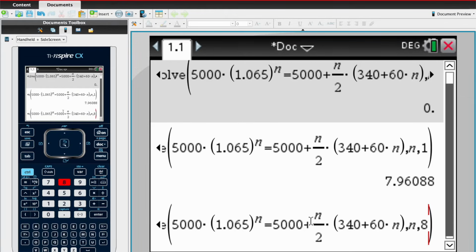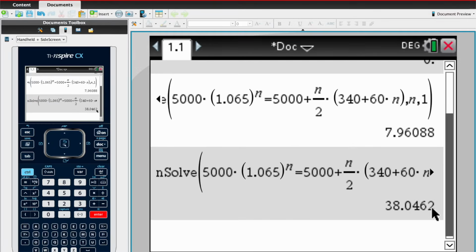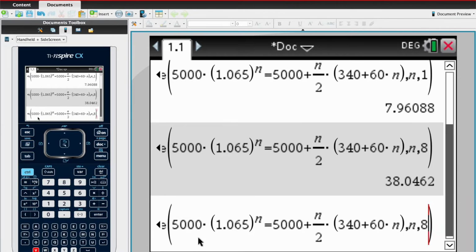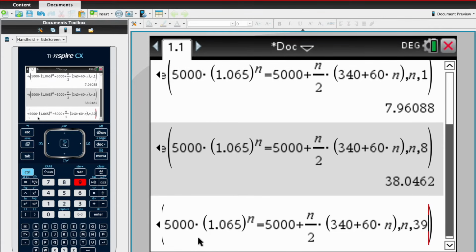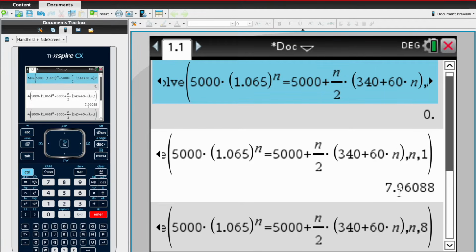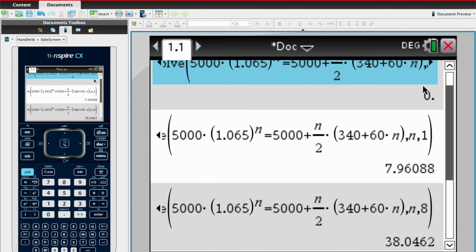So let's start at 8 and ask nsolve to go forward. So 38. So 38 is another solution. And I'm guessing, actually I kind of know, that there's going to be nothing beyond 39. I think it's going to say no solution found. Okay. So what's interesting here is we actually have 3 points of intersection. 0, where at 0 years they both have 5,000. That makes sense. And then it also tells us at roughly 7.9 years they're going to have the same amount. And after 38 years, they're going to have the same amount, which is kind of peculiar.